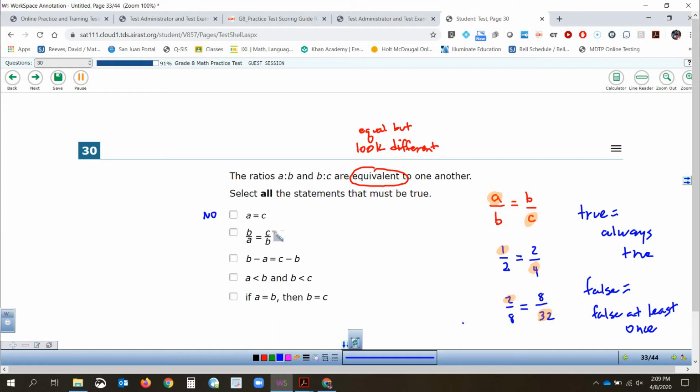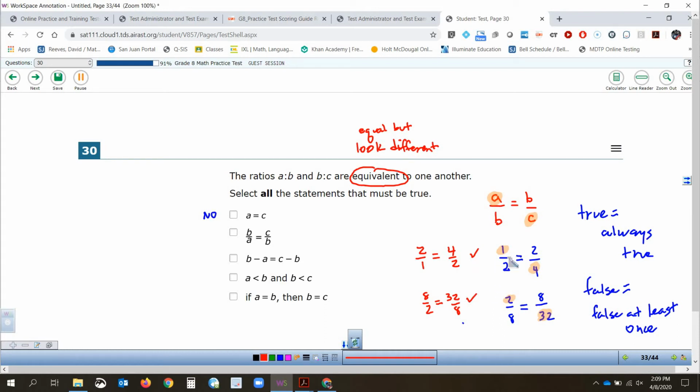Does B over A equal C over B? If I flip these over, let's take a look. Let's take this one and flip it over. What do we get when we flip 1 over 2 over? We get 2 over 1. And what do we get when we flip this over? We get 4 over 2. Well, what's 2 over 1 equal? 2. What's 4 over 2 equal? 2. So it worked for this one. Let's try this one. 8 over 2 equals 32 over 8. Well, what's 8 divided by 2? It's 4. What's 32 divided by 8? It's 4. So it worked for both of these.